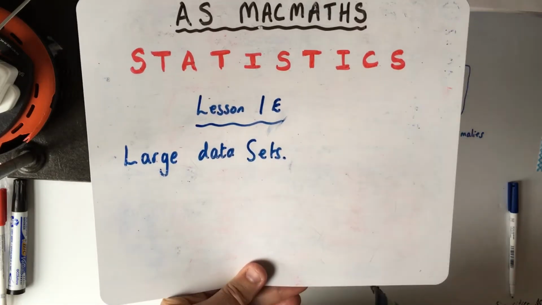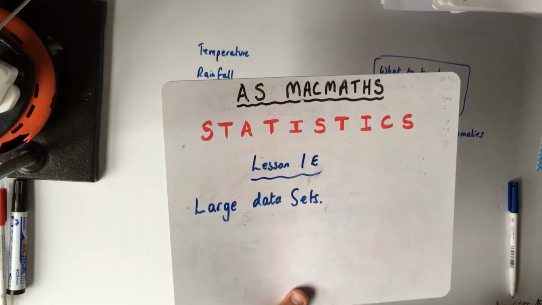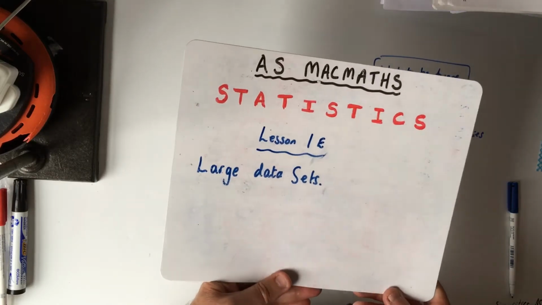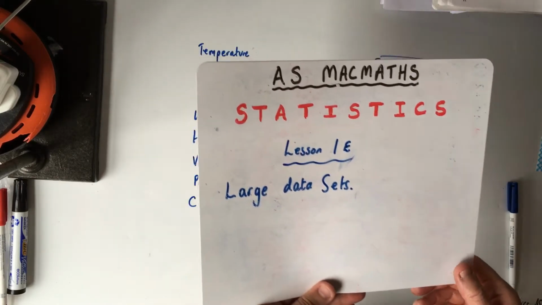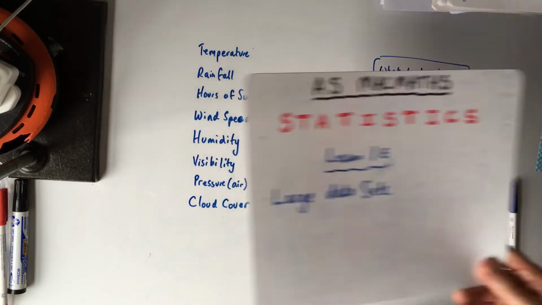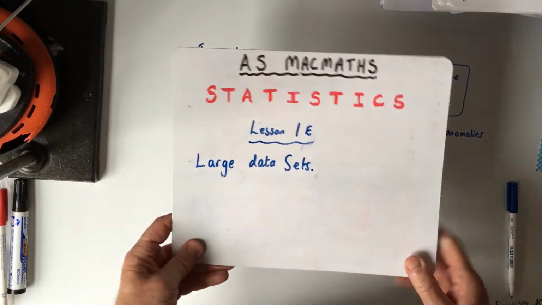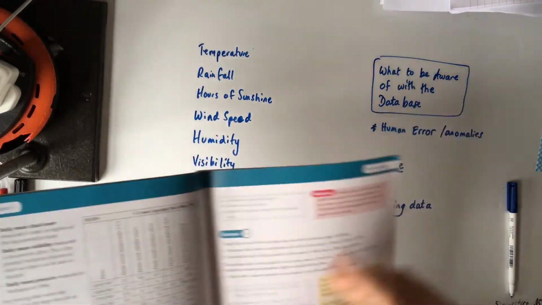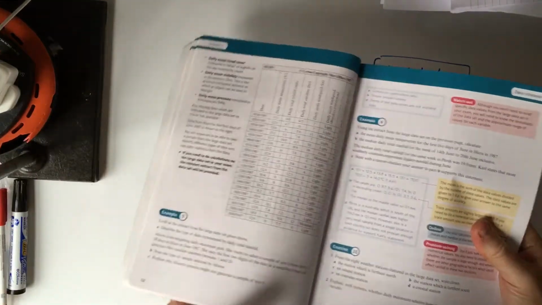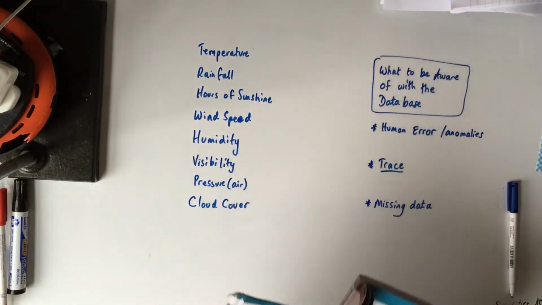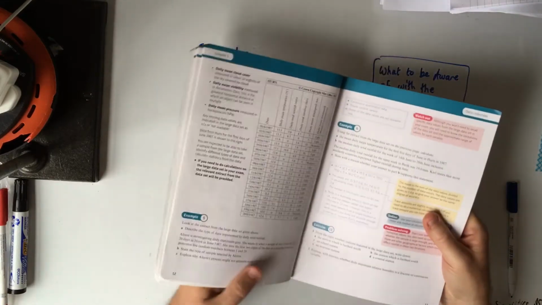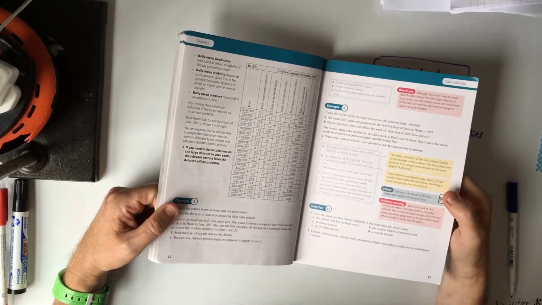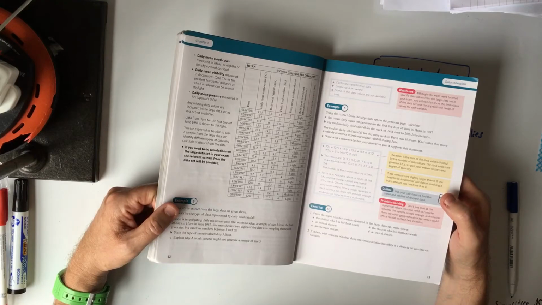Statistics. So we're still on chapter 1, last little bit. I just thought I'd talk for just 5 minutes on the large data sets. So just some things that you need to know about large data sets. Edexcel supply a large database for this chapter that you may get asked questions about. They may give you the whole database or sections of it on the exam.